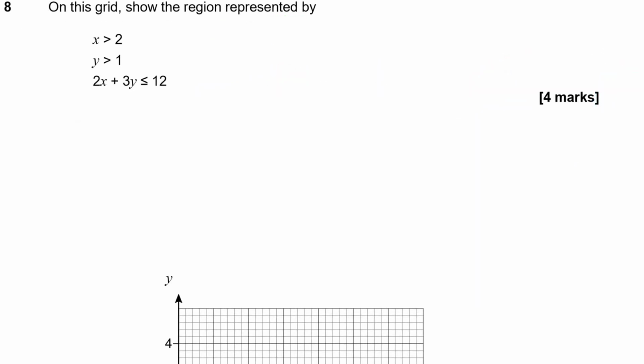On this grid, show the region represented by x is greater than 2, y is greater than 1, and 2x + 3y is less than or equal to 12. Okay, so we've got a region and it's being described by 3 boundaries. So I'm assuming this is going to enclose some space, and we need to identify that on the grid. So let's take this one line at a time. x is greater than 2.